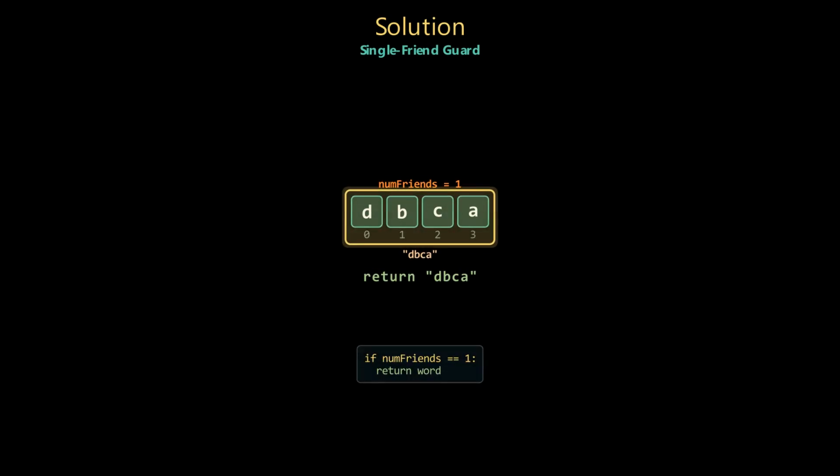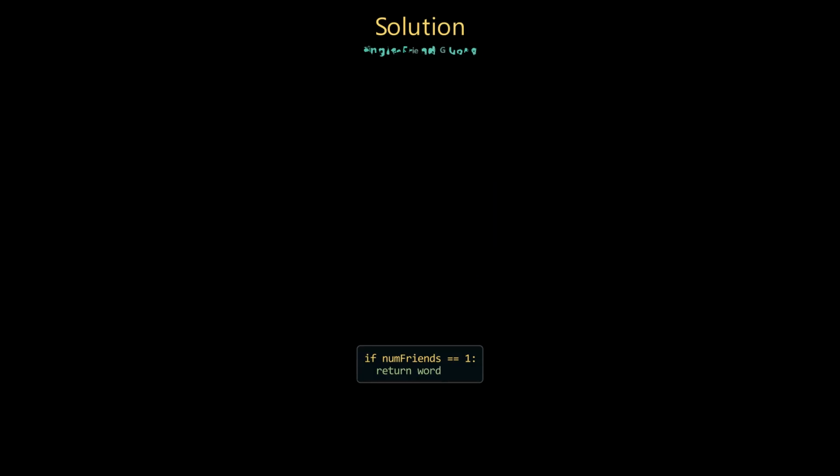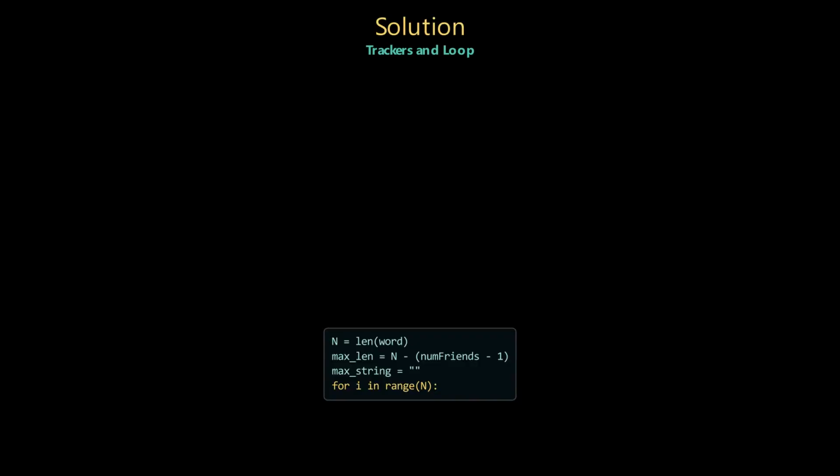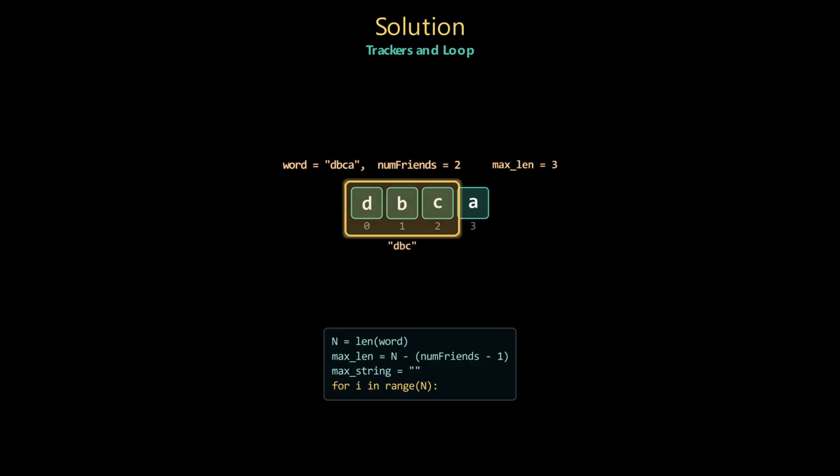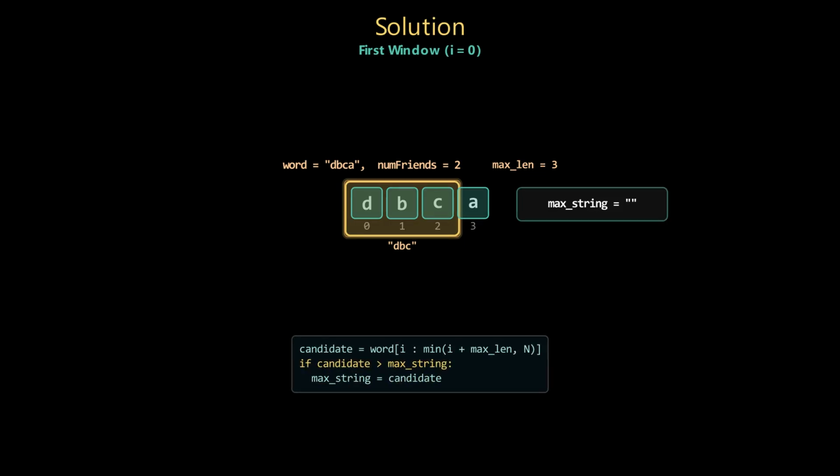First, an immediate guard. If numFriends equals 1, no split happens, the whole word goes in the box, so return it and skip the scan. For the general case, set max_len to n minus (numFriends minus 1), here 3. That caps each candidate slice. Start max_string empty, then loop every start index. At index 0, the slice runs to min of max_len and the tail room, 3 characters, DBC. As the first candidate, it becomes max_string.